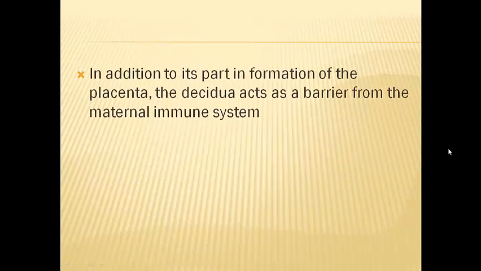In addition to its part in the formation of the placenta, the decidua acts as a barrier from the maternal immune system, which is what we spoke about earlier. Because the decidua is a thickened layer, it's very difficult for any maternal antigens or antibodies that are not needed to cross into the fetal blood system.